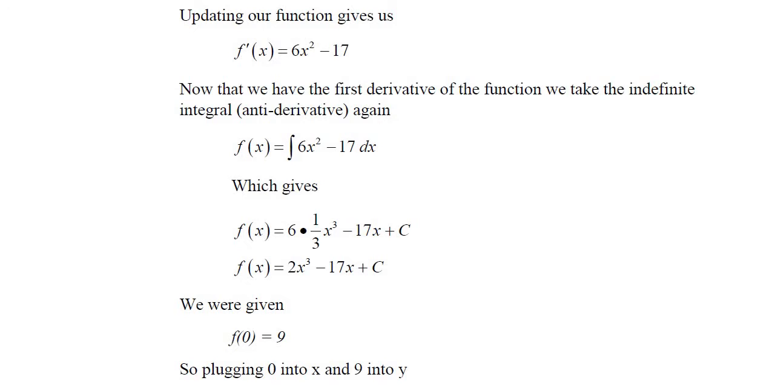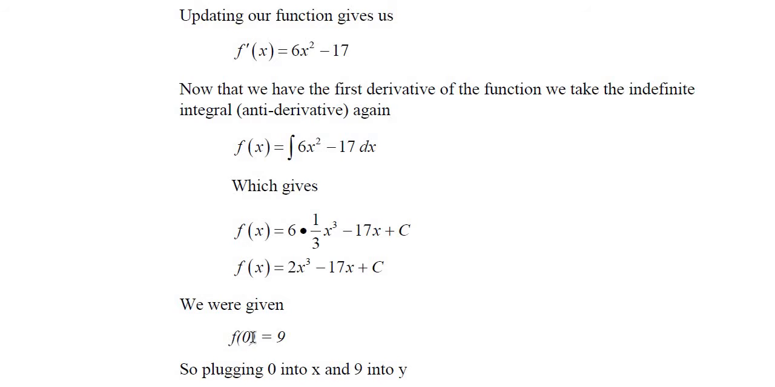Now that we have the first derivative of the function, we will take the indefinite integral, the antiderivative again, to find the function. So f of x is going to be the antiderivative of 6x squared minus 17 dx. So this is going to give us f of x is equal to 6 times 1/3 x cubed minus 17x plus a constant, which gives me 2x cubed minus 17x plus a constant.